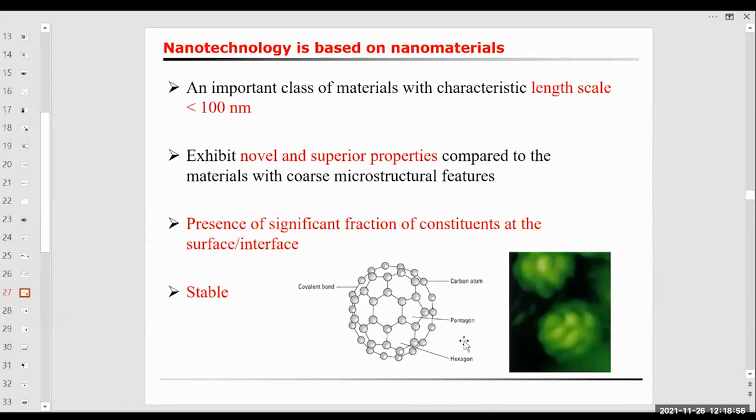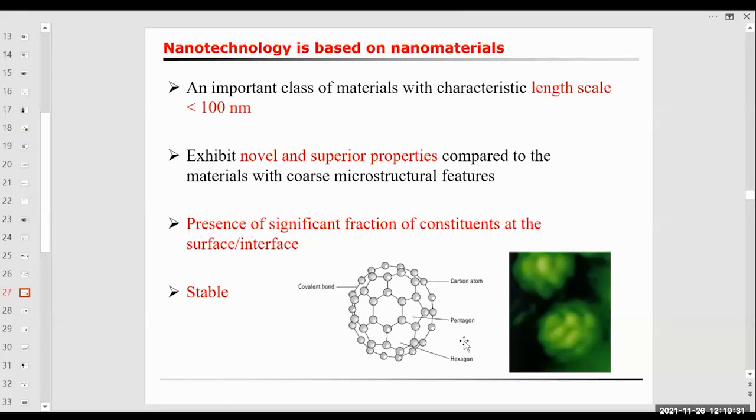If anybody gives you a material and says this is a nanomaterial, you should check whether that material satisfies these four properties simultaneously. First and foremost, you have to identify any feature in that material. There is no limit on the type of the feature. It can be a particle, a grain, a diameter, any feature. Please identify at least one feature in that given material, and that feature should have dimensions less than 100 nanometers.